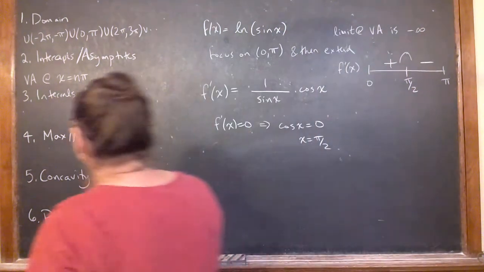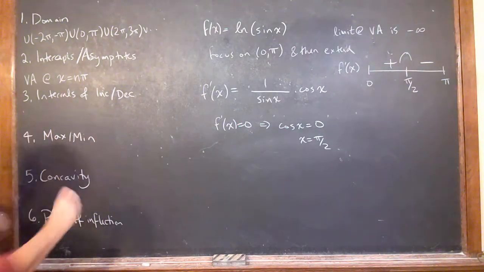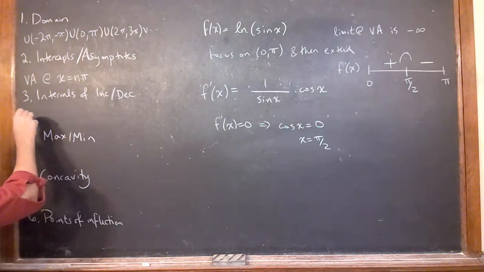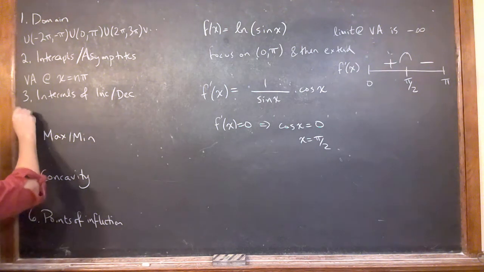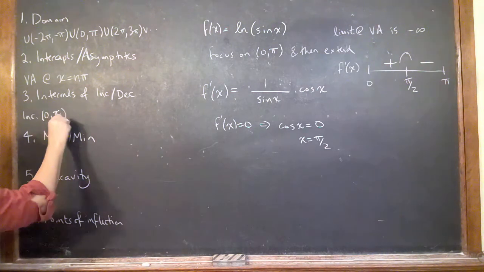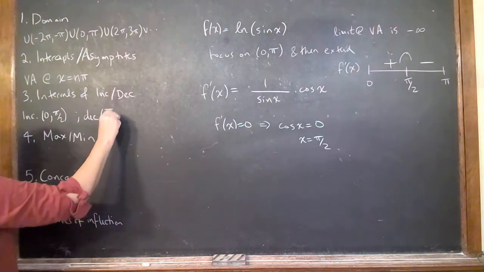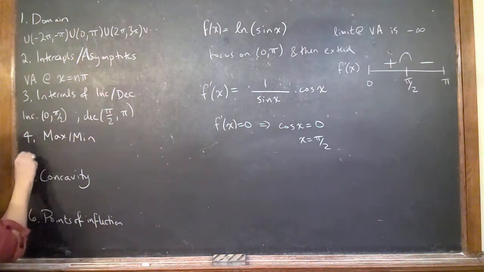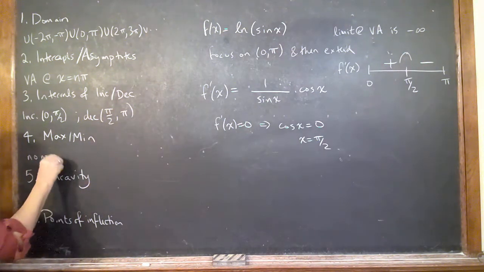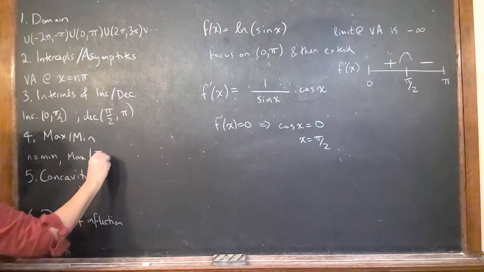Okay? So I'm just going to pick the first one, focus on that, and then later I'll extend it. So on the interval from 0 to pi, we have increasing from 0 to pi over 2, decreasing from pi over 2 to pi. We have no min, and our max is at what? Pi over 2, and what?